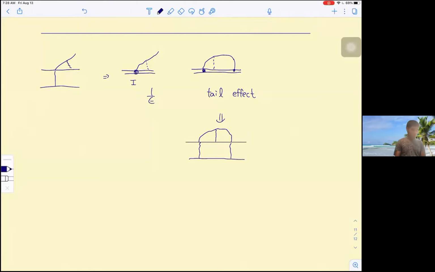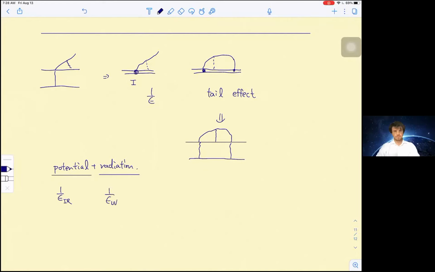Okay, and what is this 1 over epsilon divergence? This is really coming from when we split the region into potential plus radiation. So this tail effect, we saw that already when we do the computation using potential region alone, and this will give us a 1 over epsilon IR divergence. And if we repeat the same calculation in the radiation region, this will give us a 1 over epsilon UV divergence. And you should find that they have exactly the same value.